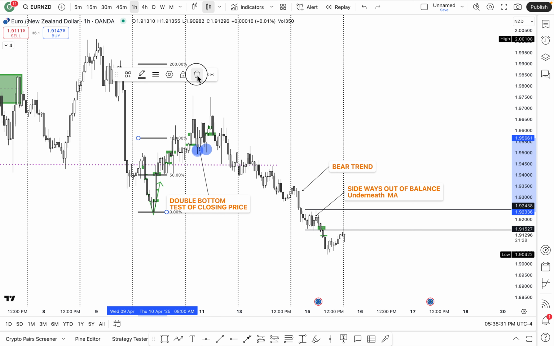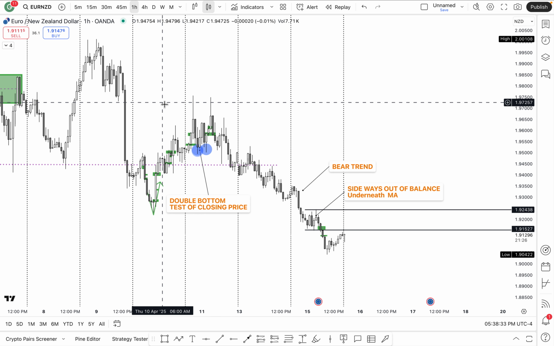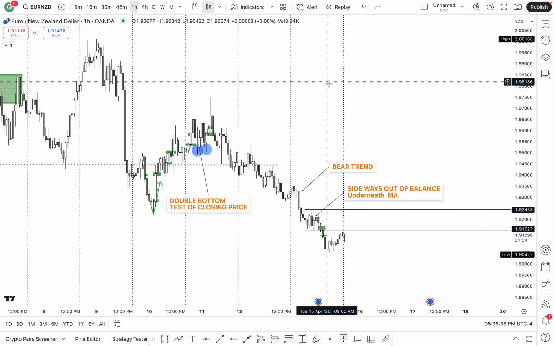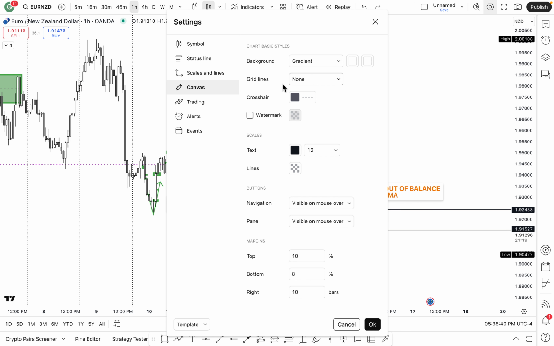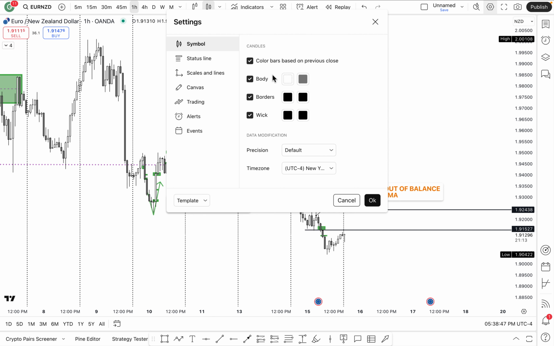Now, you must have the colors like this, black and white, your daily separators. Now, how can you get that done? You go to settings up here. This is the first settings. Go to canvas, change your background light to white. Your symbols, you can follow the same instructions I have here on this video.